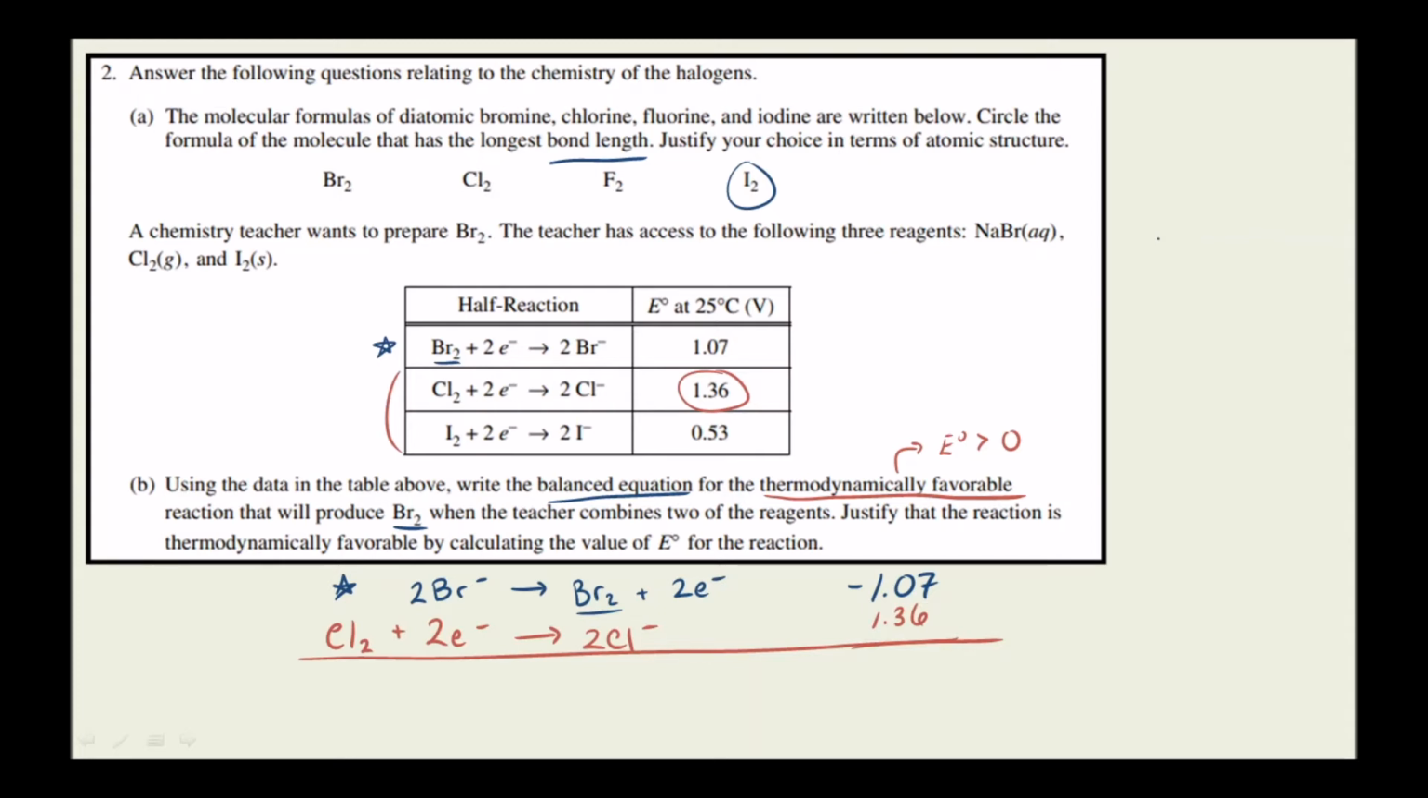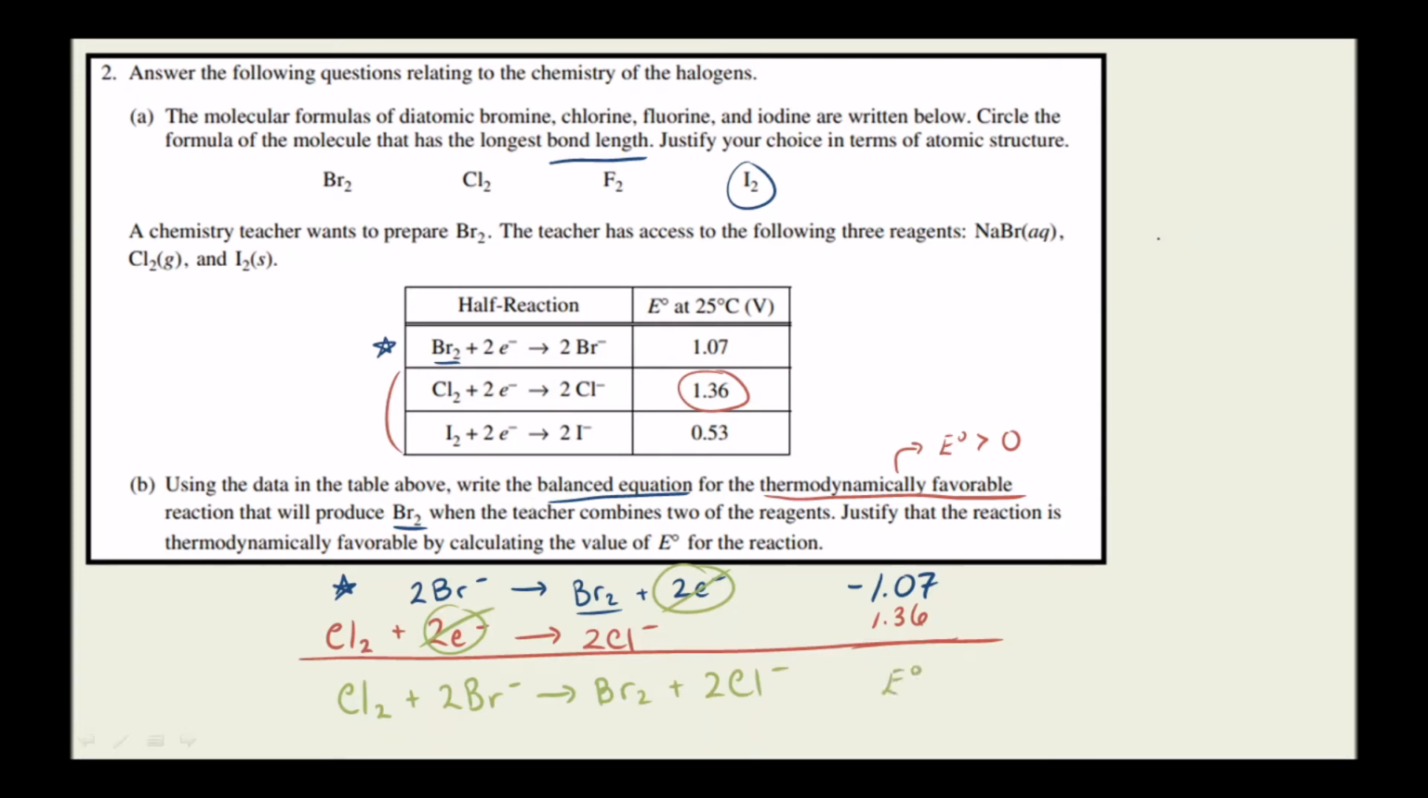So now let's combine the half reactions to give a balanced equation that will produce Br2. So our 2 electrons cancel on each side, and we are left with Cl2 plus 2 Br minus produces Br2 plus 2 Cl minus. There's our balanced equation.